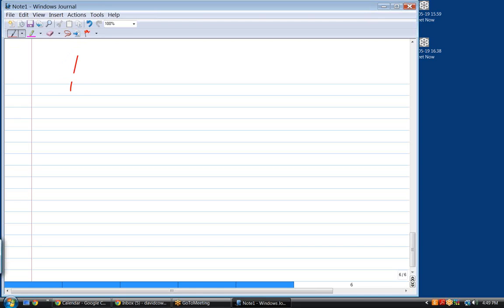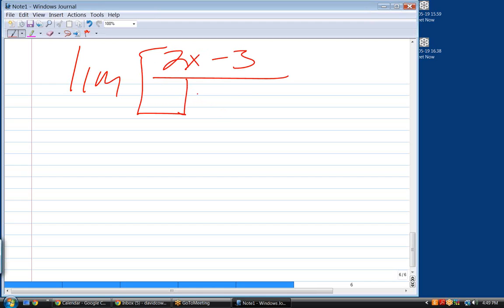All right, so these are just more limit problems. Okay. So this one is, in brackets, 2x minus 3 over the absolute value of x minus 2 as x approaches negative infinity. All right.